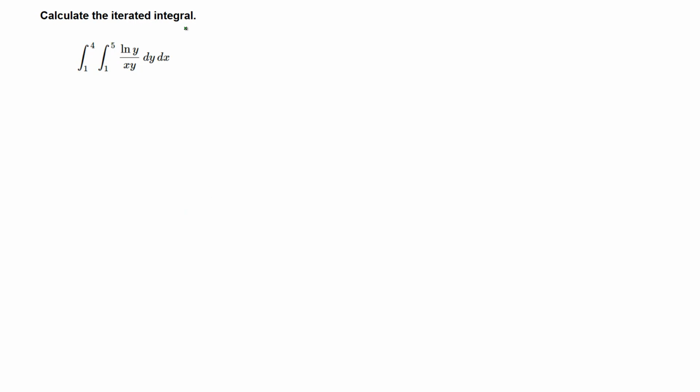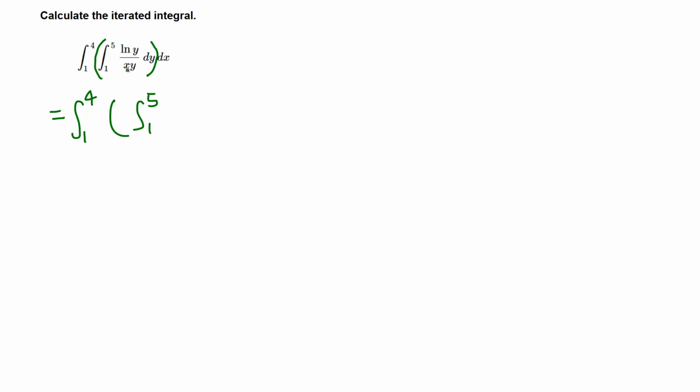Calculate the iterated integral. So we have the double integral of this function. This is the same as working the inside first, integrating with respect to y, and we get a function of x, then integrate from 1 through 4. Okay, so let me rewrite it this way. This is the same as the integral from 1 through 4, and here is the integral from 1 through 5 with respect to y.